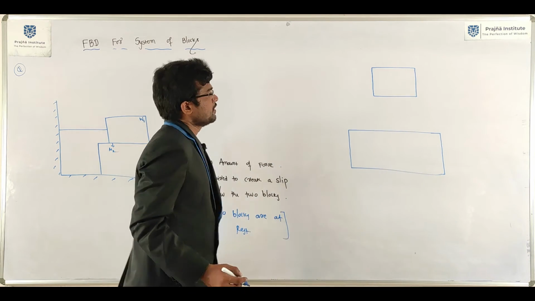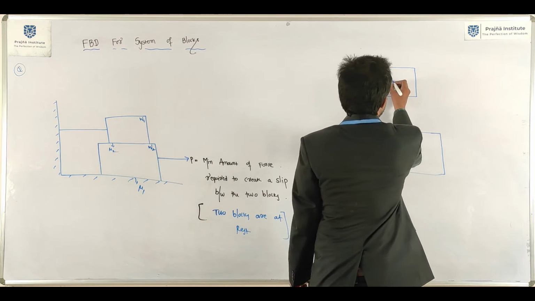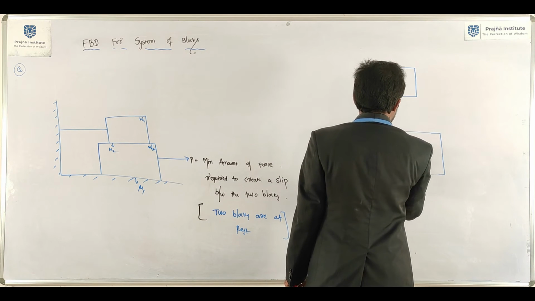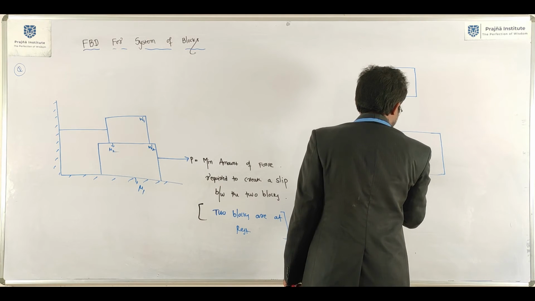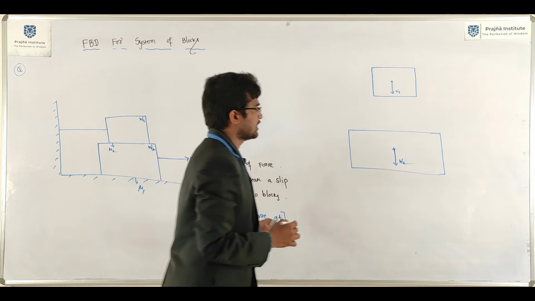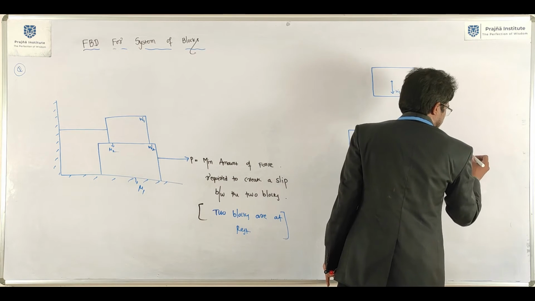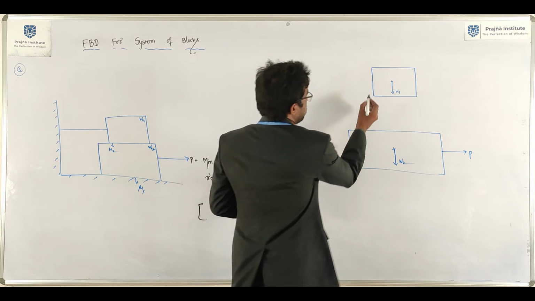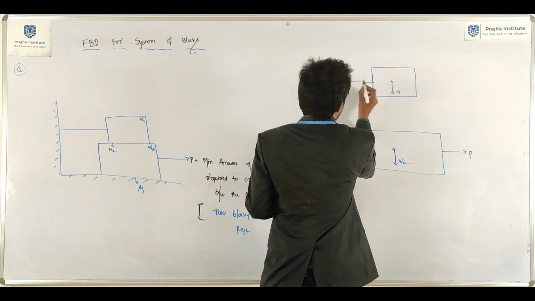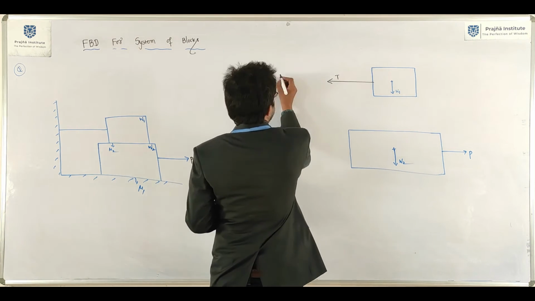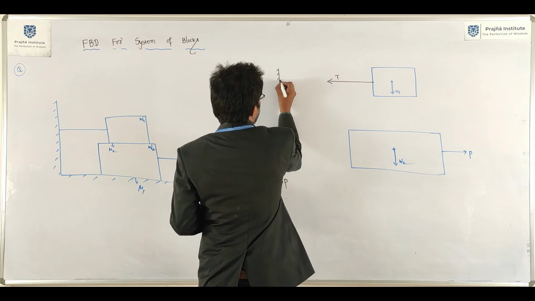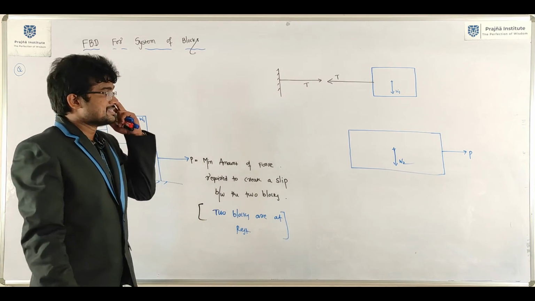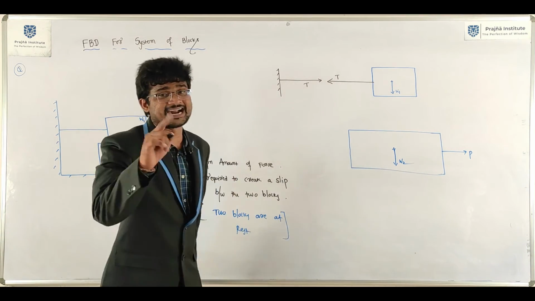What is the first statement? Weight always acts in the vertically downward direction. Here the force P is acting. Next, what is the next statement? Tension always pulls the block. This is the tension. Tension always pulls the body. So that is the first statement, second statement, third statement.